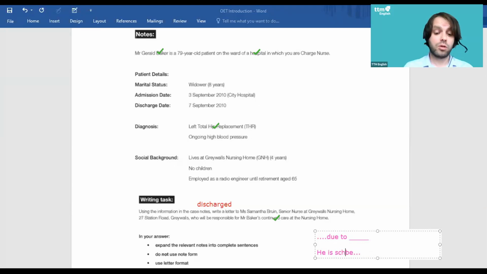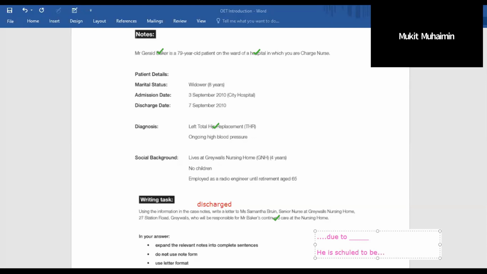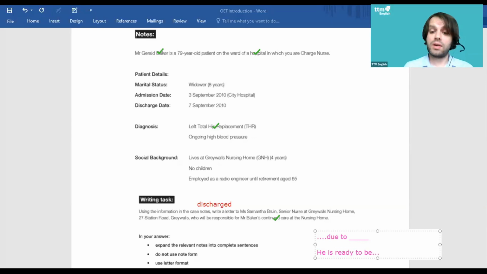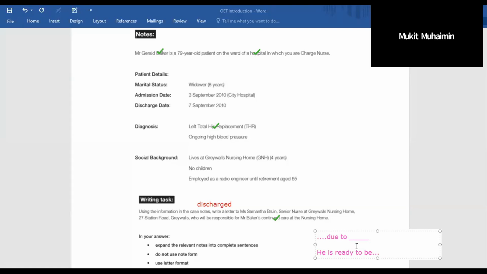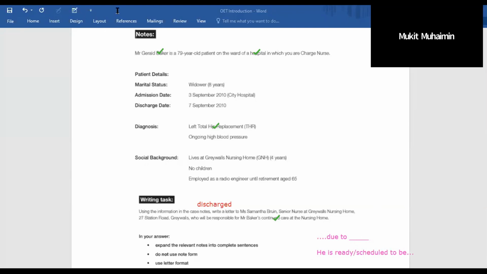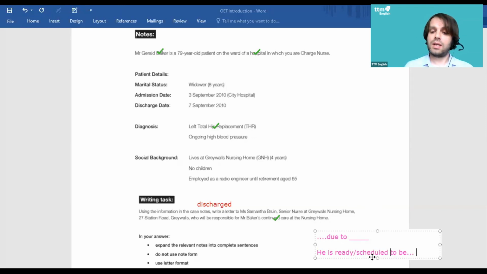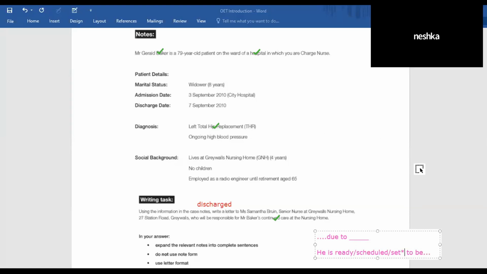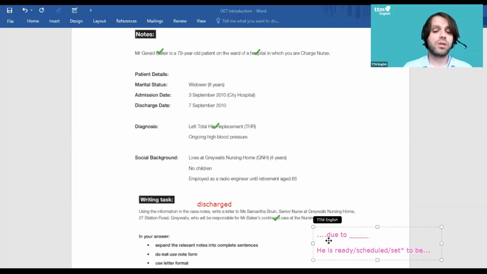So instead you can put scheduled to be, or set to be, or ready to be. Ready to be is also good. What else can we say? Will be discharged. You could say will be as well. He's ready to be, he's scheduled to be, he will be. He is set to be. I like that. He's set to be is slightly informal. I'm not 100% sure of that. Also, you can use the present continuous: he's being discharged. Good, good, good.